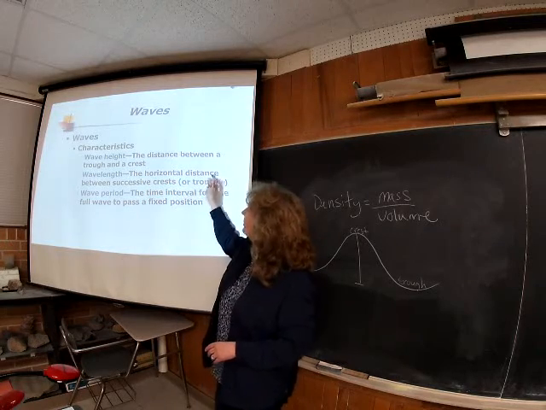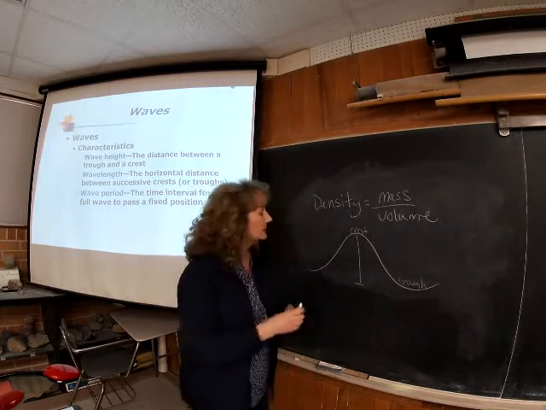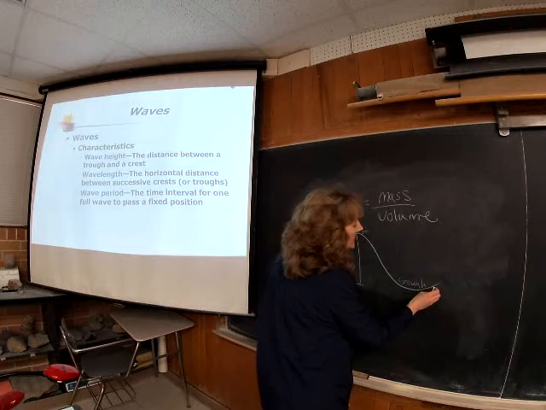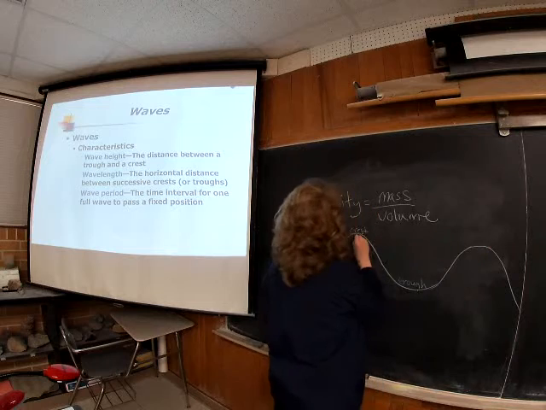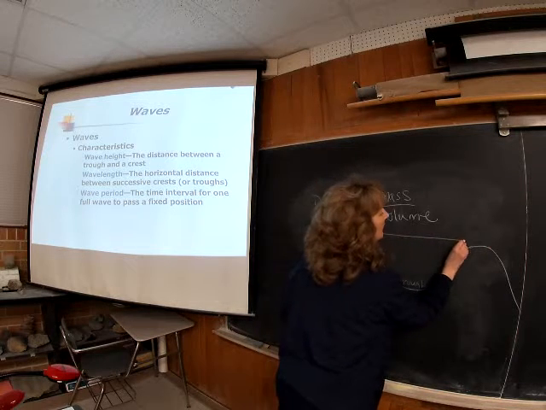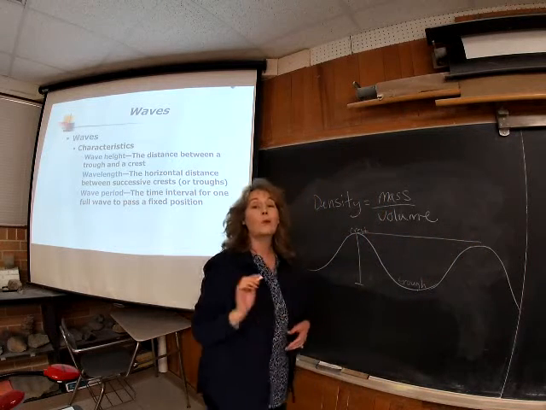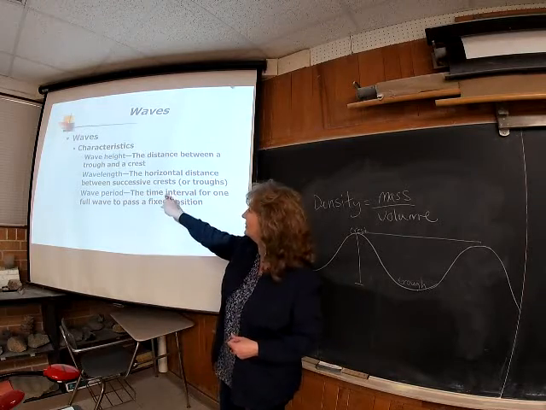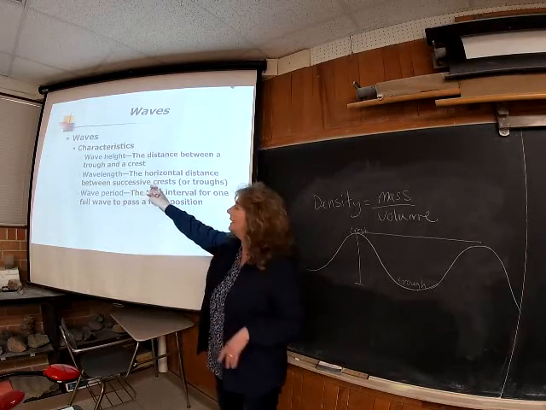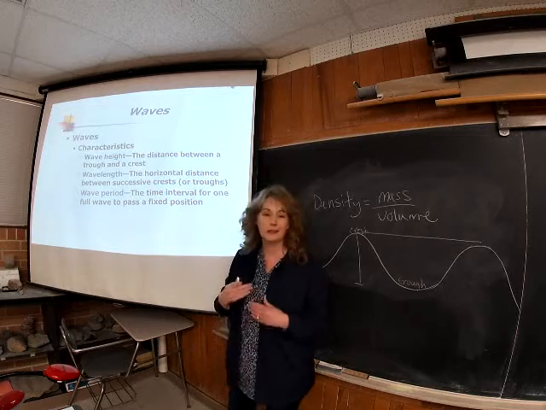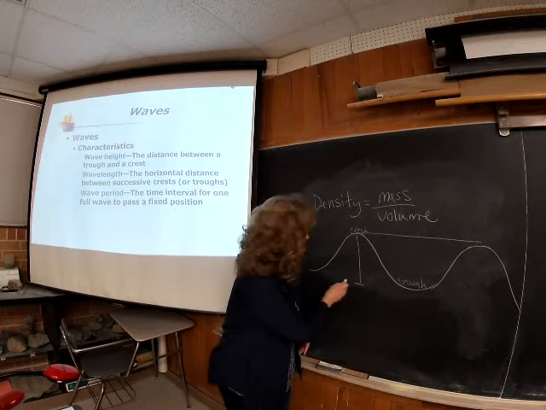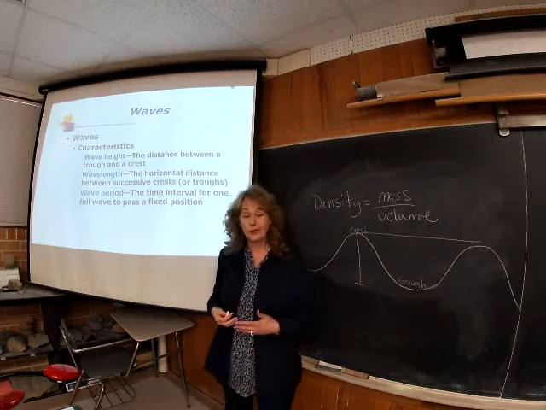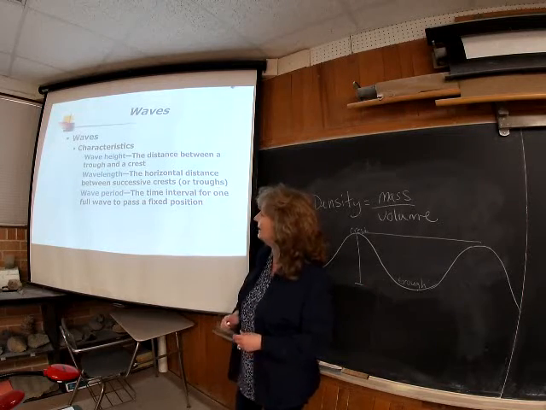Wave length would be the horizontal distance between two successive crests. If I went ahead and put another crest up over here, okay, from crest to crest, that is a wave length, right? So this would be the horizontal distance between successive crests or troughs. I mean, we could go trough to trough, right? But those are called the wave lengths, okay?